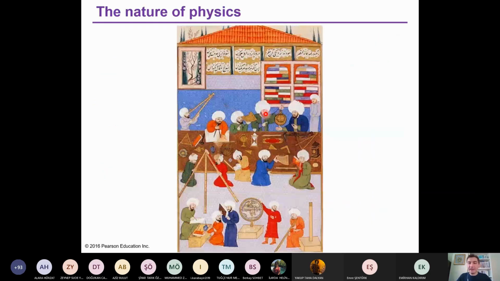Another example to the physical experiments in our country, in our culture, let's say, this is a picture from Takiyüddin Observatory. It was in Istanbul. Okay, you see many guys here, and they are very good astronomers, and they were measuring something in that time, so doing experiments.